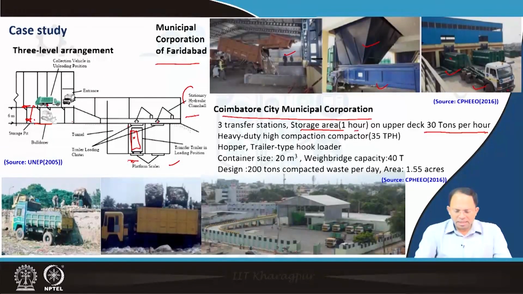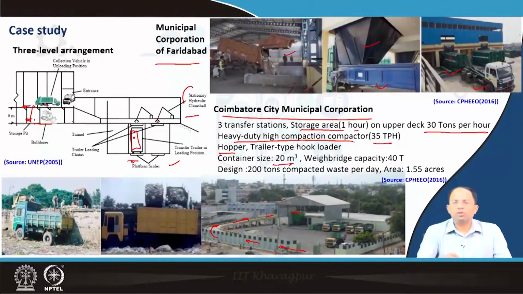So as you can see, this is a ramp. This is the Coimbatore station. This is the ramp. The vehicle goes up. At the top there is this platform where you store garbage, right? And then there is a compactor, a 35 tons per hour capacity compactor, and a hopper is there, and this compactor pushes the waste from the hopper into the container.